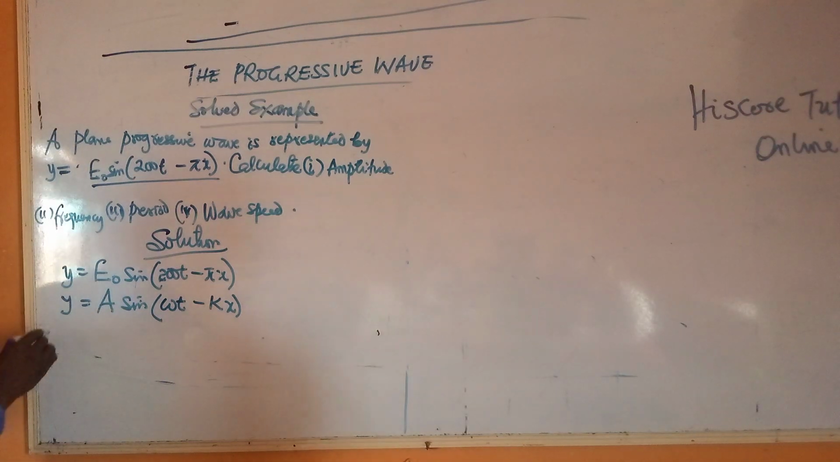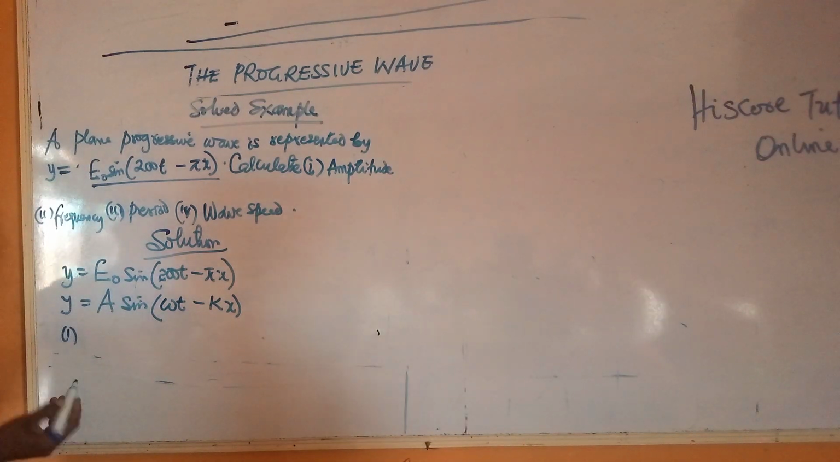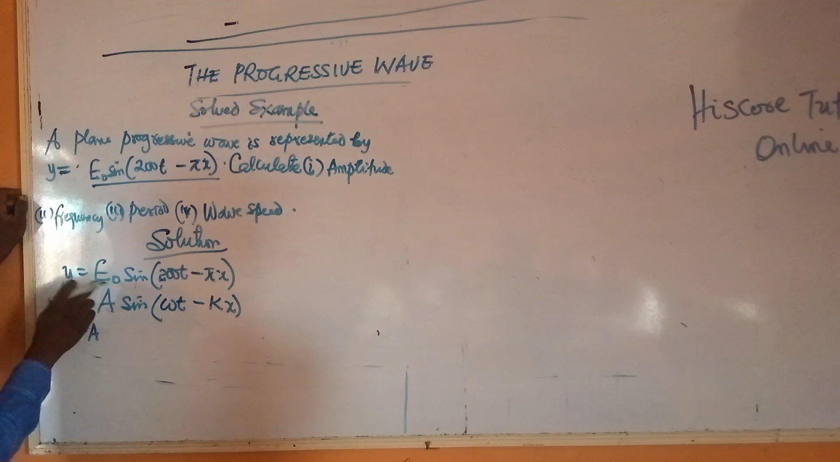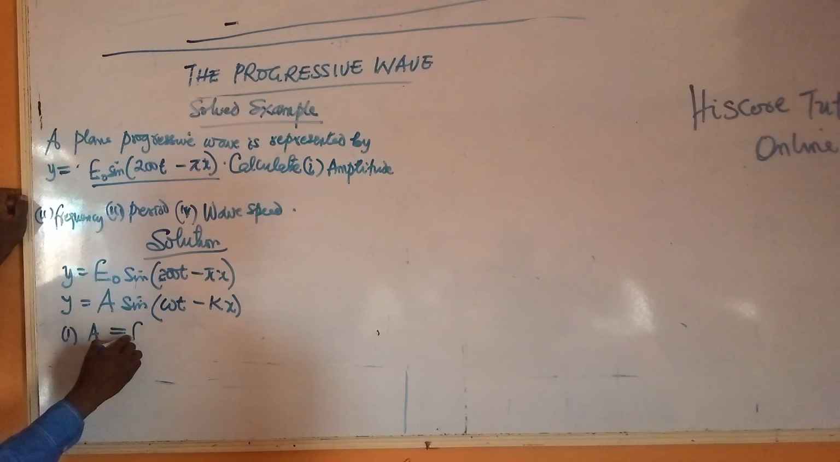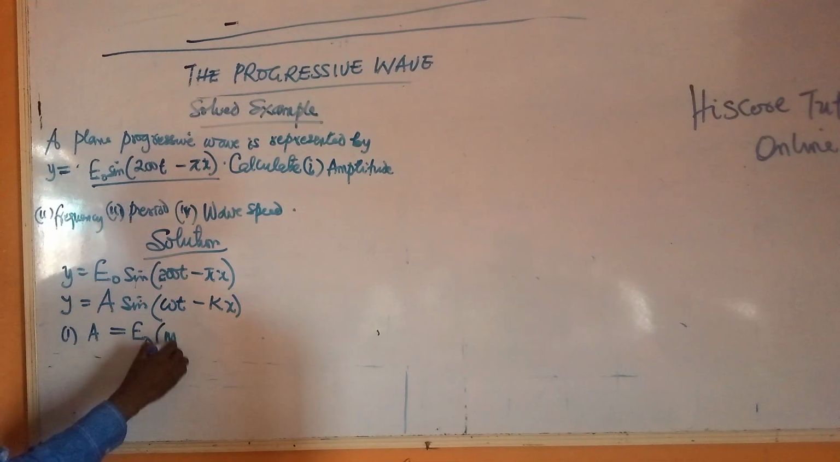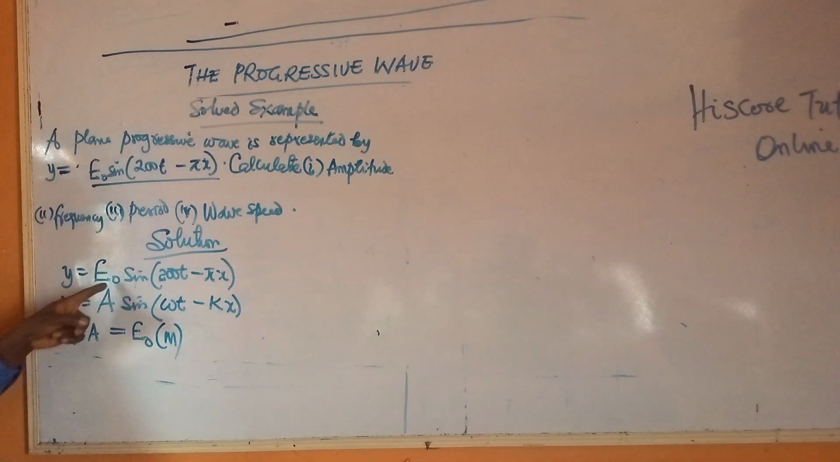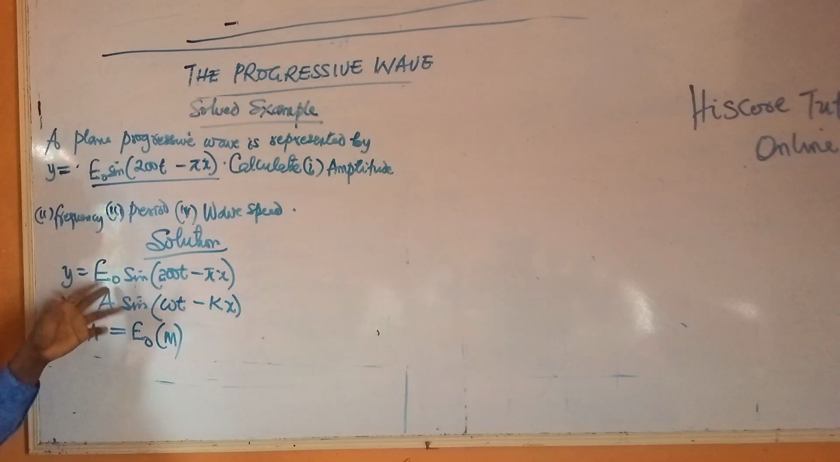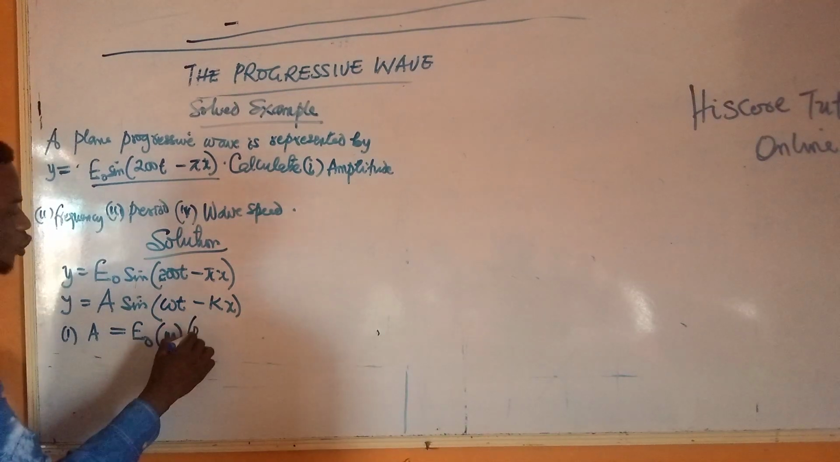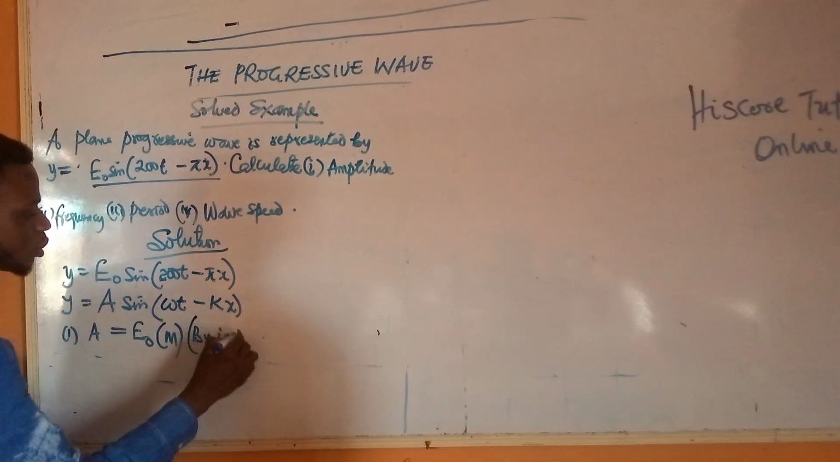In that case, let's start from number one. Number one says amplitude. Amplitude becomes E naught, that's all, in meters. It's not a known number, so you have to give it in terms of E naught. There's no number here. So by inspection, just give it by inspection. Is that clear?